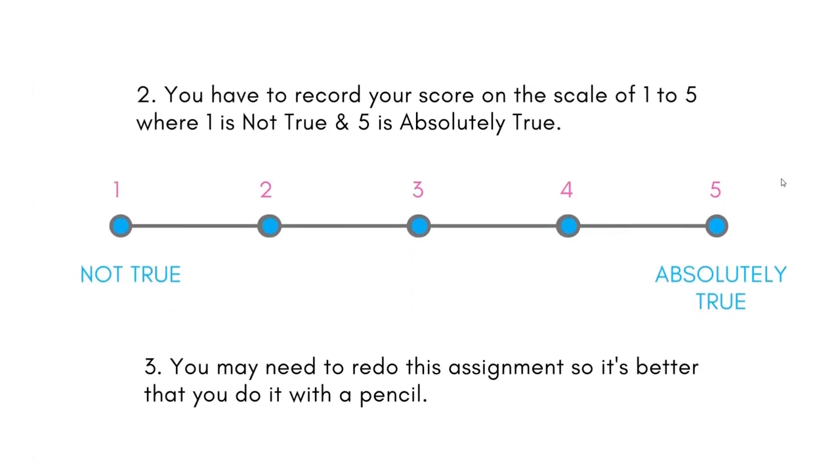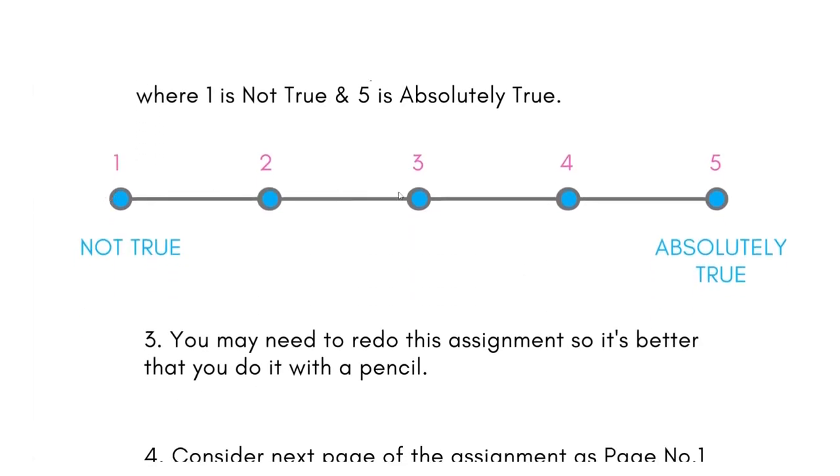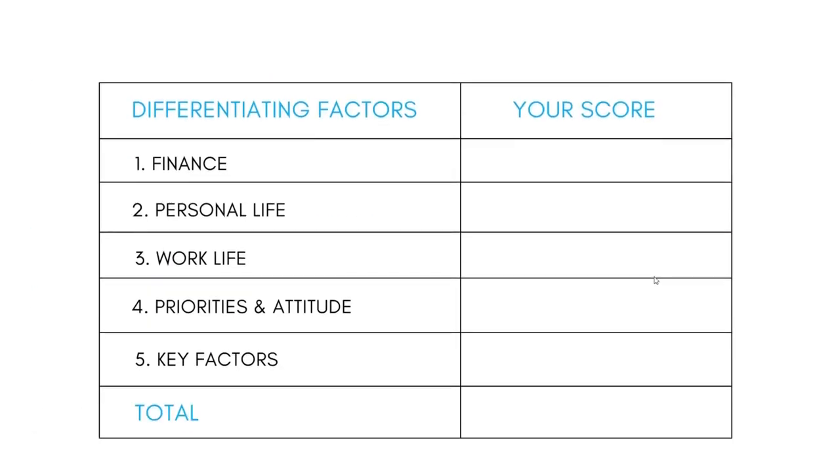Now let's see what exactly you have to do with the worksheet. You must be able to see a scale of 1 to 5 on top of your assignment sheet. On this scale, the score 1 determines not true and 5 determines absolutely true. I'll explain 5 factors for each stage and you have to give yourself a score for each factor. Now let's see how to record the score.